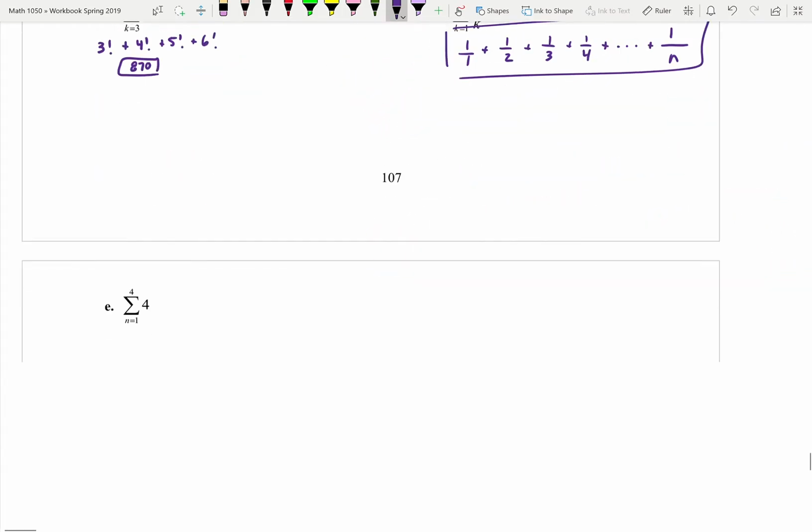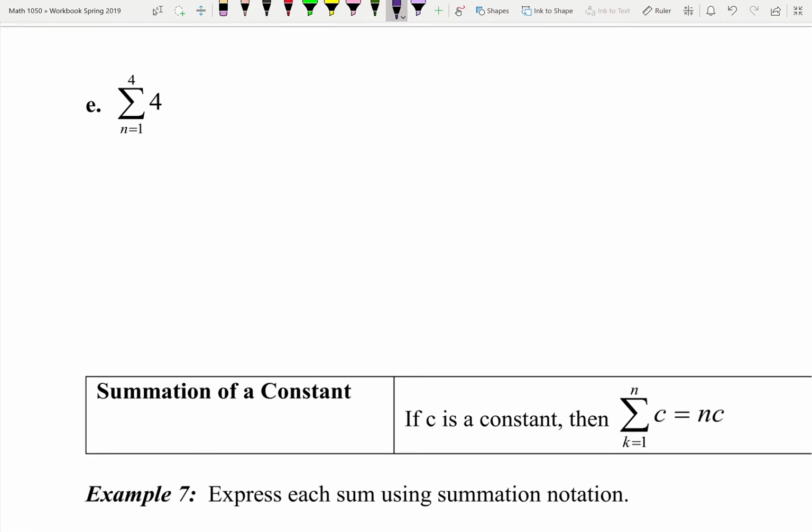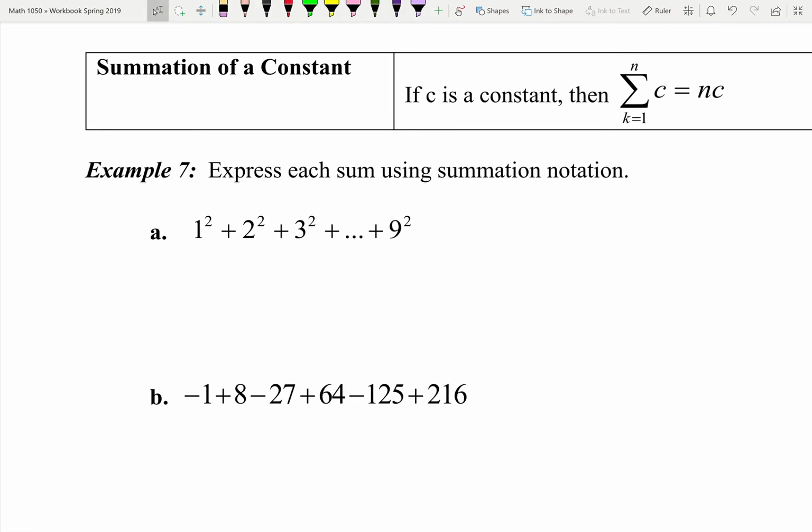All right. Question E. This one's kind of weird because n is 1, but my formula doesn't even have an n in it. So if n is 1, what's my formula equal to? Somebody tell me. It's just 4. So there's n is 1. There's n is 2. There's n is 3. There's n is 4. Add those together, 16, done. Okay? All right.